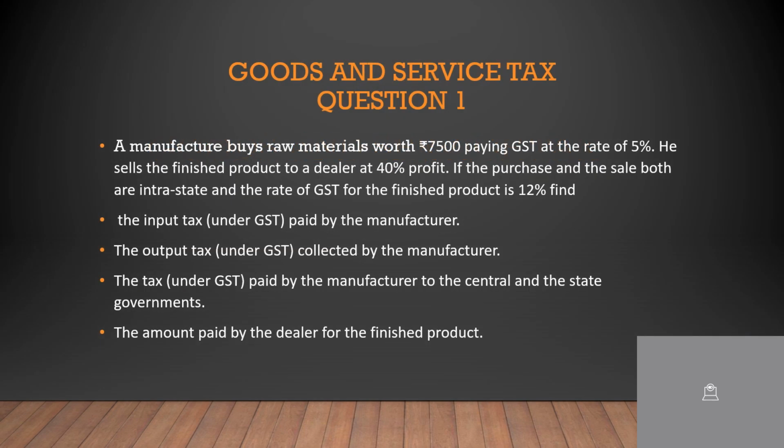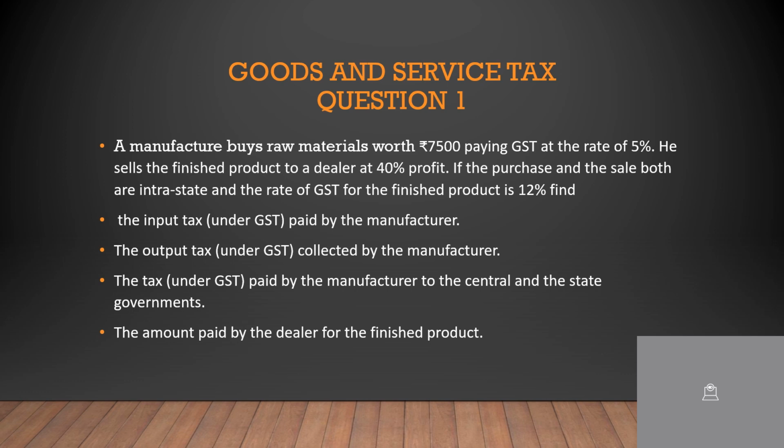A manufacturer buys raw material worth rupees 7,500 paying GST at the rate of 5%. He sells the finished product to a dealer at 40% profit. If the purchase and the sale are both inter-state and the rate of GST for the finished product is 12%, then we have to find out: number 1, the input tax under GST paid by the manufacturer; number 2, the output tax under GST collected by the manufacturer; number 3, the tax under GST paid by the manufacturer to the central and the state government; and number 4, the amount paid by the dealer for the finished product.